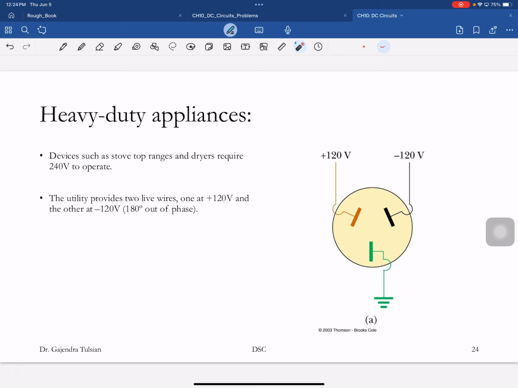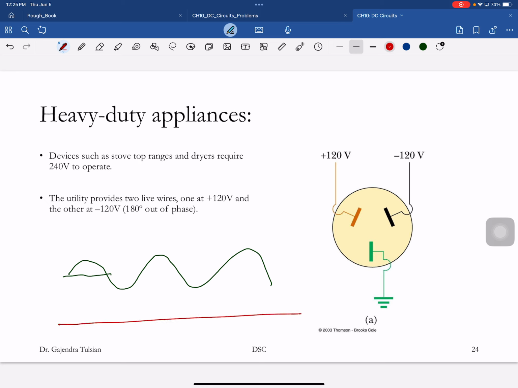So heavy-duty appliances need 240 volts. So actually what you're getting is two signals. This is a 120 volt amplitude signal, and another signal that's 180 degrees out of phase. So if you want only 120 volts, you use this and a ground wire. If you want 240 volts, you use this and this. And you see the peak difference is 240 volts.